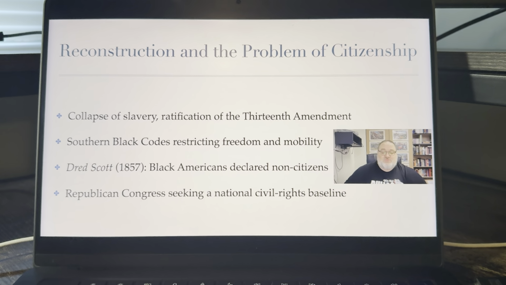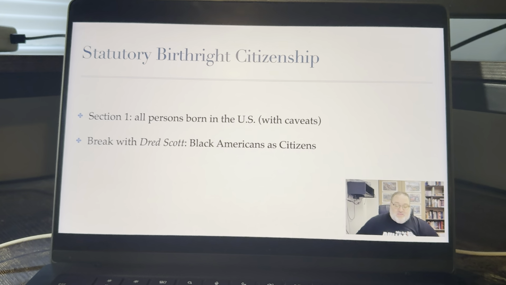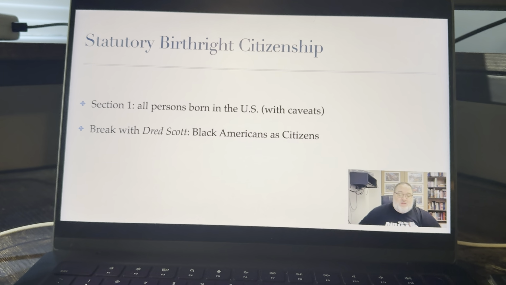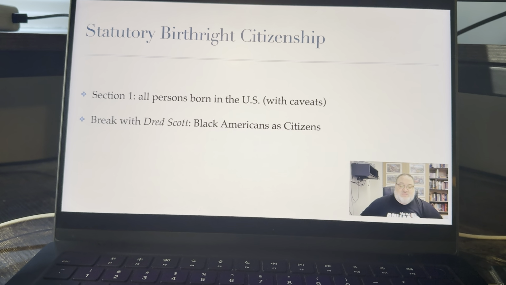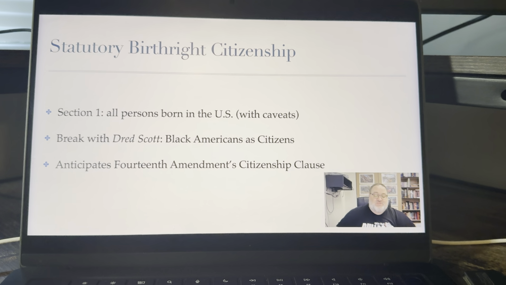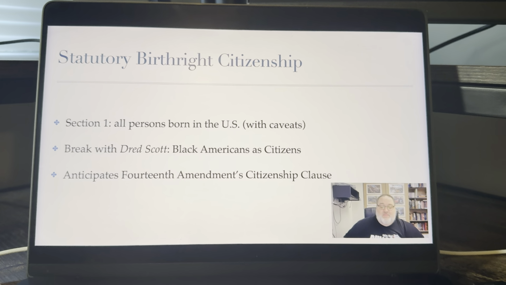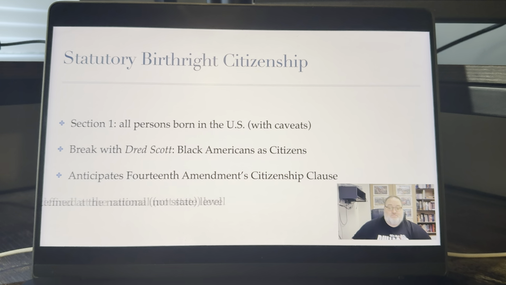Section 1 of the act opens with a bold move. It declares that everyone born in the United States, subject to certain qualifications that we'll unpack later, is a citizen of the United States. Think about how radical that is in 1866. Less than a decade earlier, Dred Scott said that black people had no rights which the white man was bound to respect, and could not be federal citizens. Congress is now saying, no, we are going to repudiate that by statute. We're going to assert that birth on U.S. soil makes you a citizen.